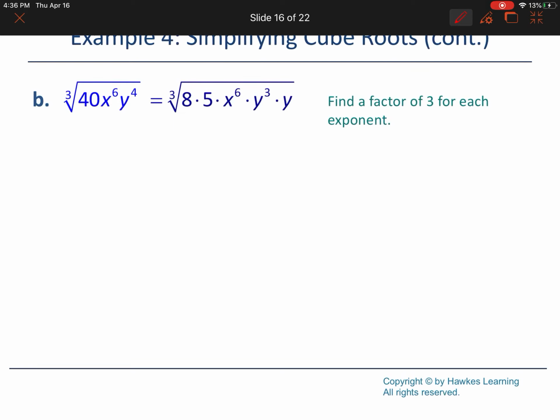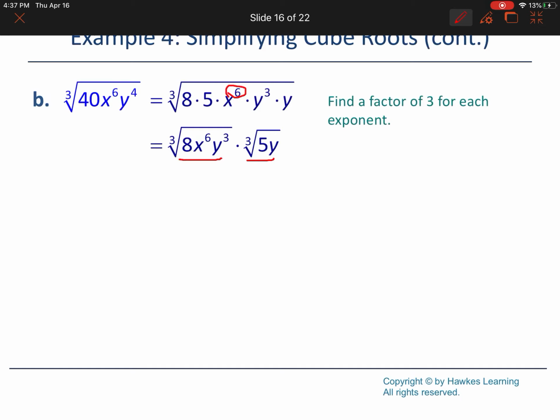Okay, so if you think about 40, it's 8 times 5, and 8 is one of our perfect cubes. If you didn't realize 8 was a perfect cube, you could just keep factoring, and you'd have 2 times 2 times 2. So that means a 2 is going to come out, right? I've broken it up into these perfect cubes, and these are the ones that are not perfect cubes.